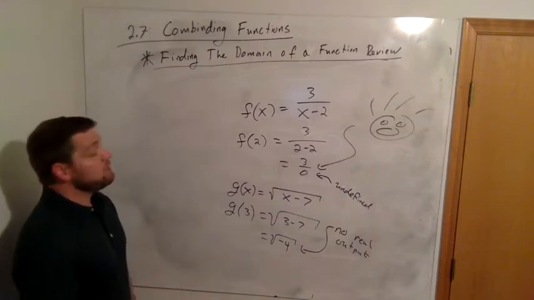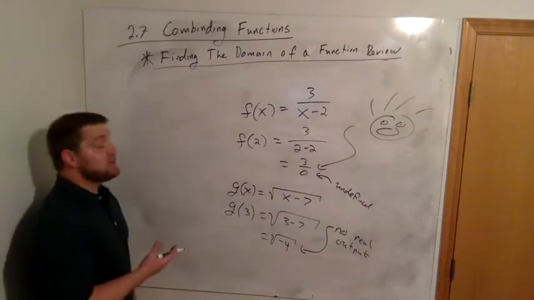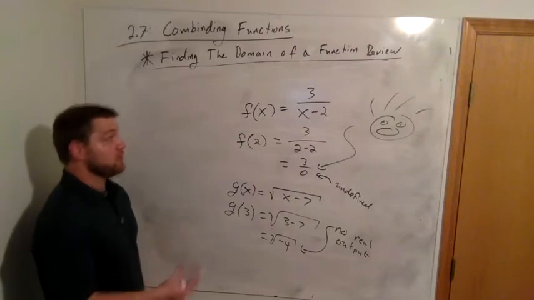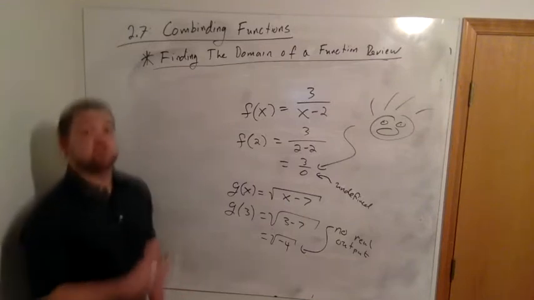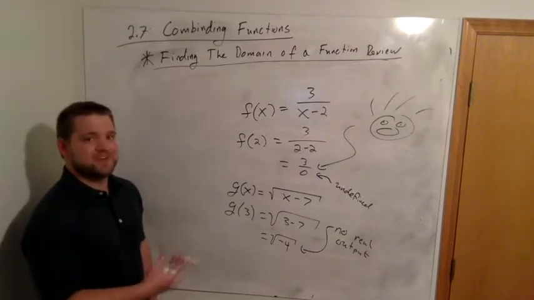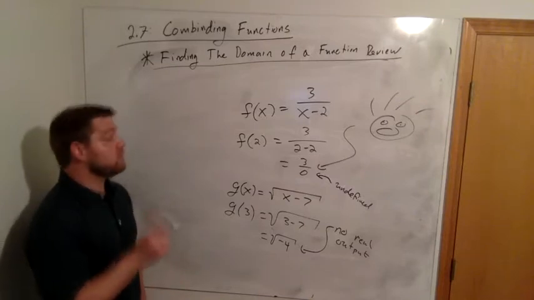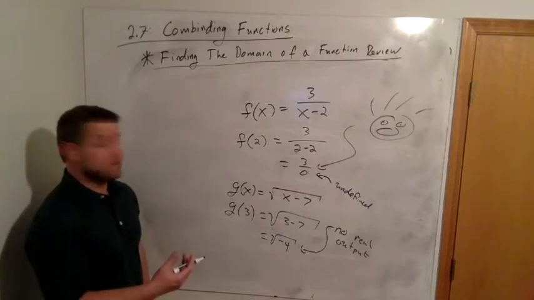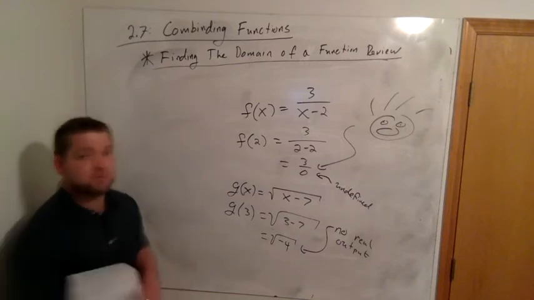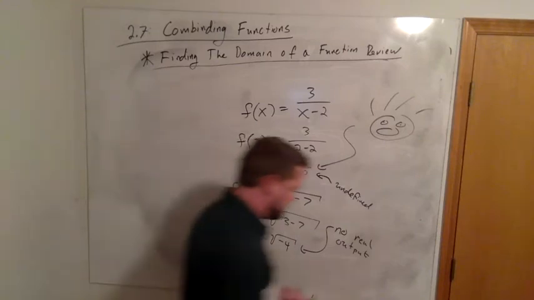So what we want to tell the reader when we're reporting the domain of a function is all the values of x that you're allowed to plug into the function. And we also want to make sure that we report it in the simplest possible way. So let's do a couple of examples of how to do this.